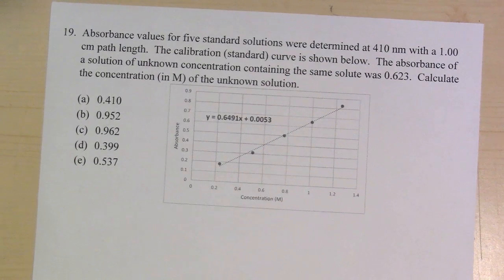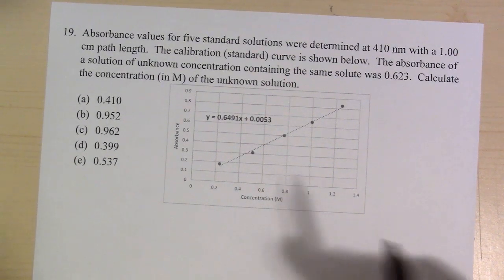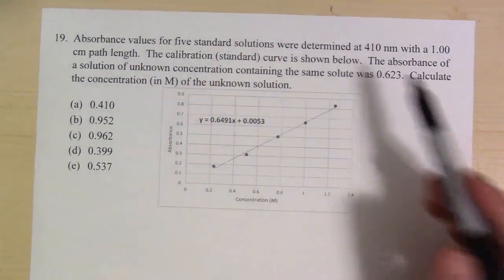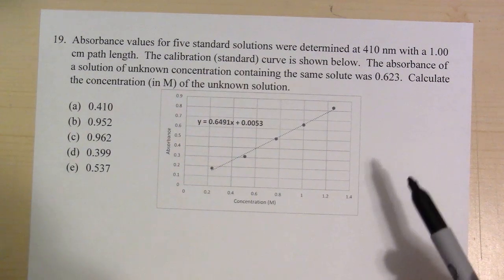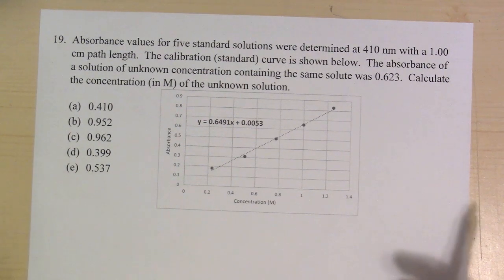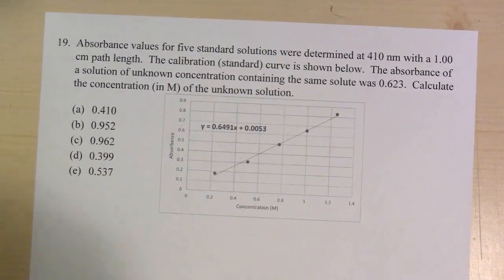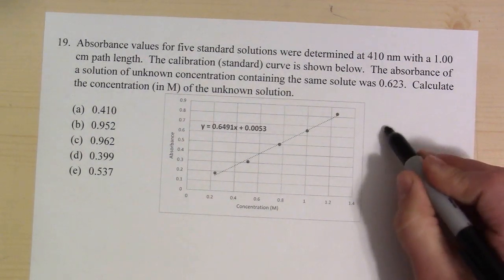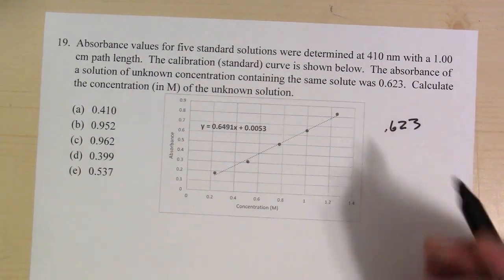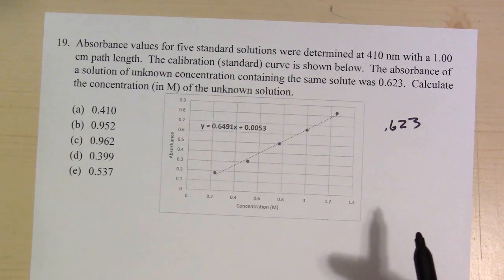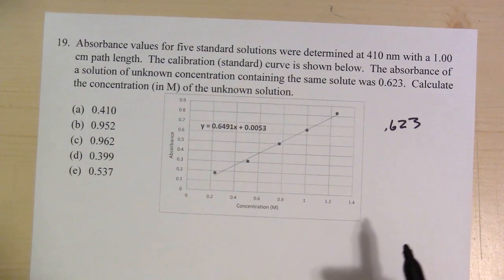Moving to problem 19. Absorbance values for 5 standard solutions were determined at 410 nanometers with a 1 centimeter path length. The calibration standard curve is shown below, so that's what we have here. The absorbance of a solution of unknown concentration containing the same solute was 0.623. Calculate the concentration in molar of the unknown solution.